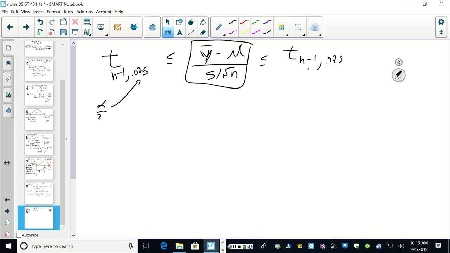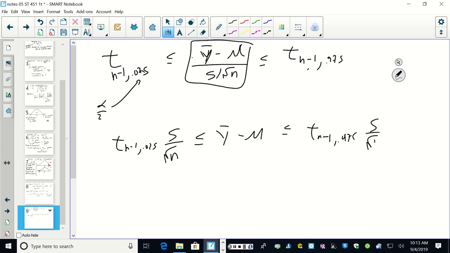And so we can multiply through by s over the square root of n. If you think about this as one equation, you're multiplying both sides of it. What you get is that t 0.025 times s over the square root of n is less than or equal to y bar minus mu, which is less than or equal to the upper one, t 0.975 times s over the square root of n. Then we could add mu to all parts of it, and the inequalities are still the same.